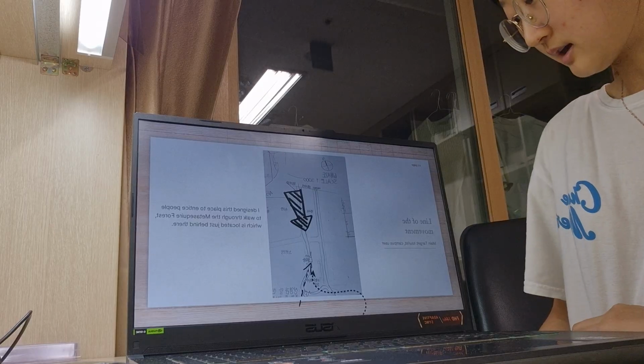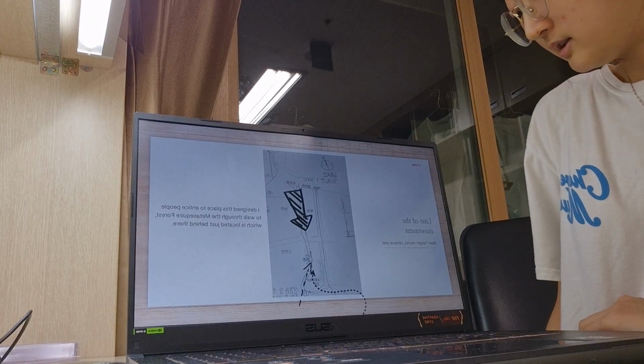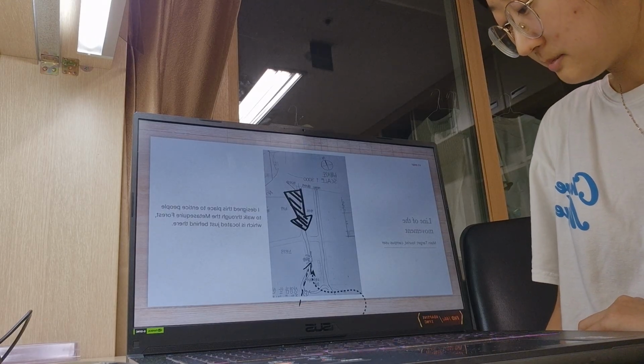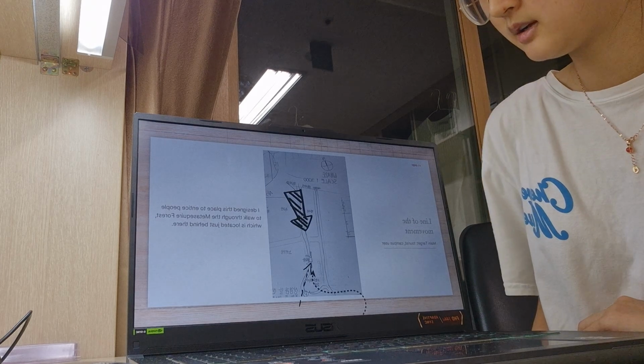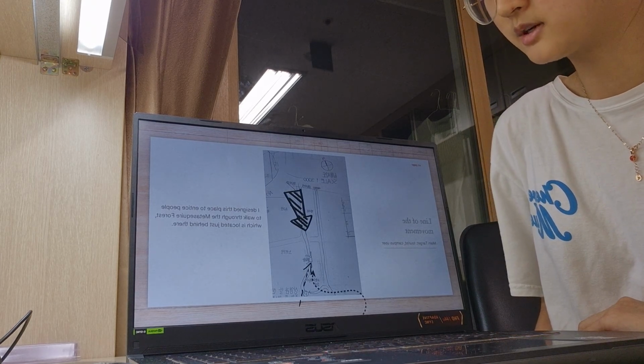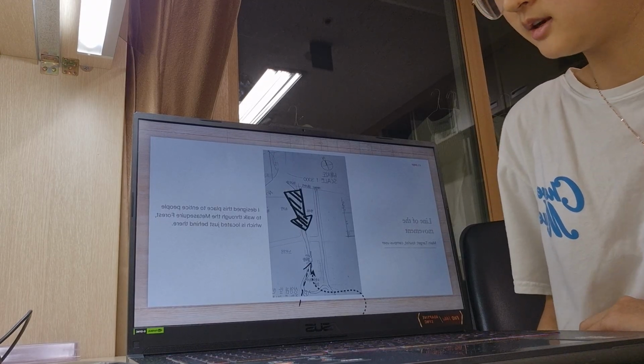Next, I will explain the line of movement. The main target is not only tourists, but also campus users. I designed this place to entice people to walk through the metaphorical forest, which is located just behind there.